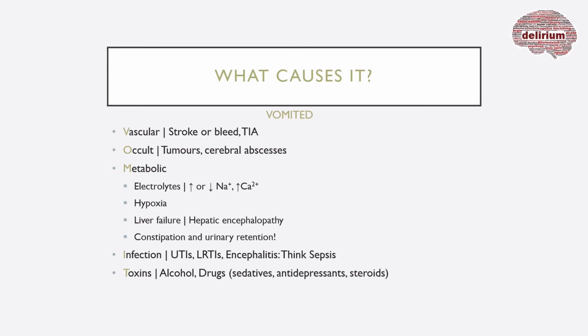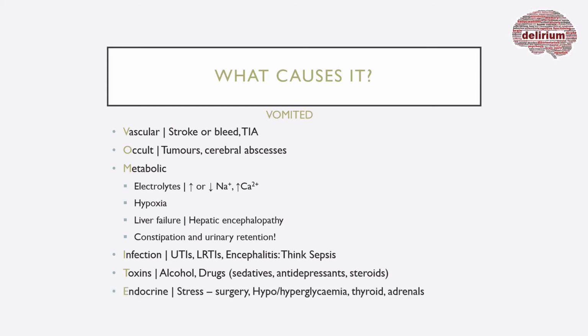Toxins such as alcohol. Anybody can withdraw from alcohol, and delirium tremens is a consequence of that. And then medications, we should always try and refine the drug chart where possible. Sedatives such as lorazepam and hypnotics like zopiclone can be common culprits of confusion and drowsiness. Antidepressants and neuropathic painkillers are alike, and then steroids as well.